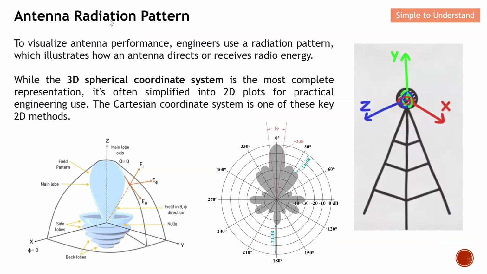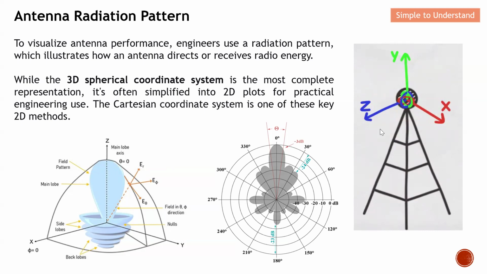Let's quickly understand how we can visualize the antenna performance. In order to know the antenna performance, engineers use the radiation pattern. From here, you can see that this is the 3D radiation pattern, and this is the 2D radiation pattern. Basically, these radiation patterns illustrate how an antenna directs or receives radio energy.